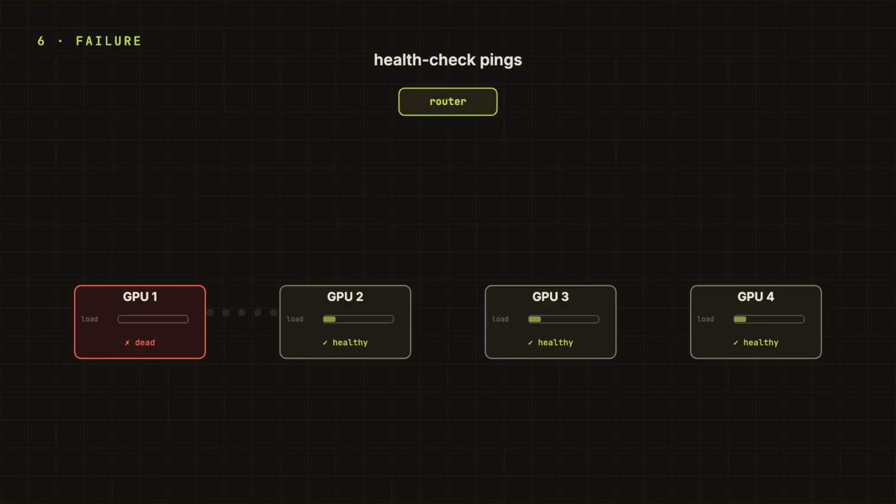The first job is noticing fast. Health checks, constant little "are you alive" pings, so the router can pull that dead worker out of rotation before another request gets sent into a black hole. But here is the real danger, and it's the one thing to remember from this whole section.